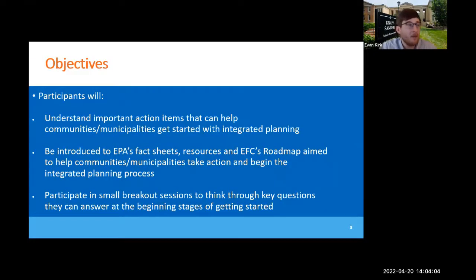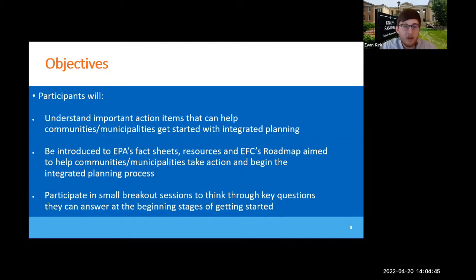The objectives of the workshop today: we're going to understand as a group action items that can help small communities and municipalities get started with integrated planning. We're going to introduce you in the breakout groups to various resources, including EPA fact sheets on integrated planning, specifically a fact sheet on getting started and a fact sheet on funding. We're going to show you the general resources page, and we're going to discuss as a group, using polling questions and targeted questions to each breakout group, different considerations when getting started, potentially hurdles you may face, and how you might be able to overcome some of those hurdles.